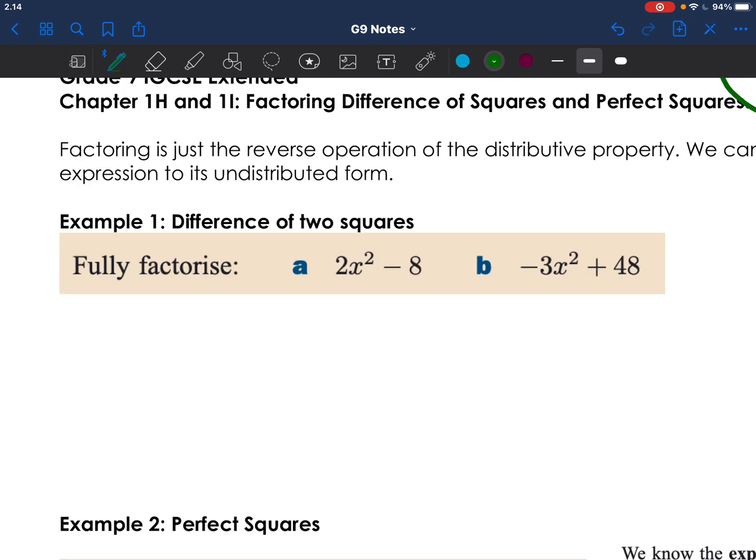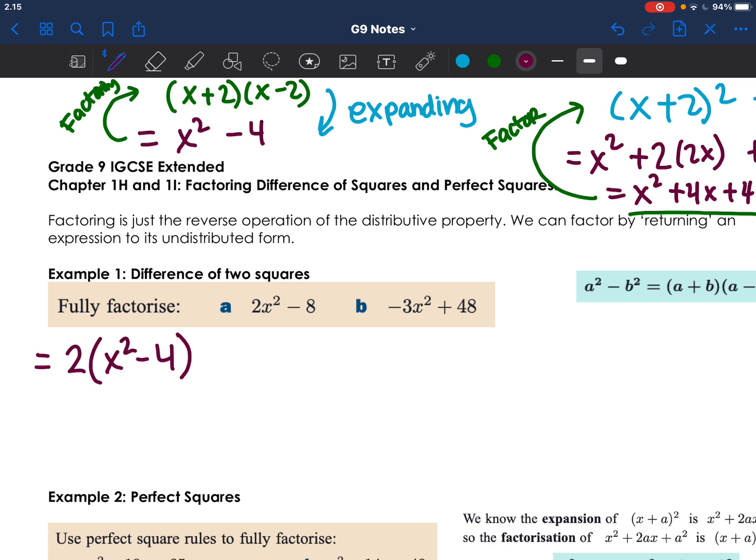Alright, let's go to example 1. It says difference of two squares, fully factorize 2x squared minus 8. Fully factorized means to make it simple and elegant, instead of the expanded form, which is long and hard to read. The first thing you want to do is pull out the greatest common factor, or GCF. In this case, it is 2. So you're left with x squared minus 4. Wait a minute, we've seen that before. X squared minus 4 is actually x plus 2 times x minus 2. That is our difference of squares, so this is your fully factorized form.